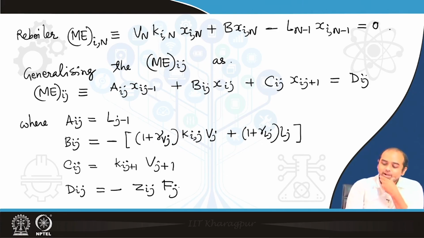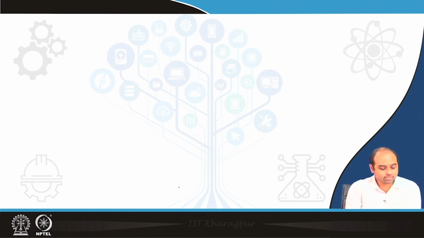So this is how I can form the a, b and the c coefficients for this mij equation. If I write down the ME equation for all the individual trays, or all the individual stages, what do I get? I get a matrix formulation. Please note that I will be getting a tridiagonal matrix, isn't it?